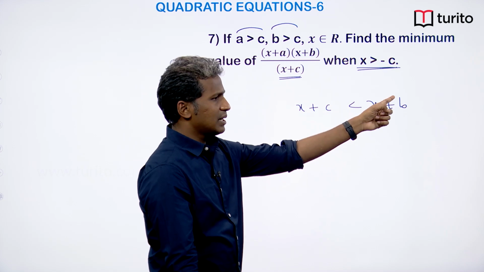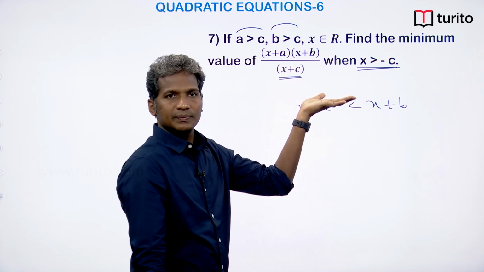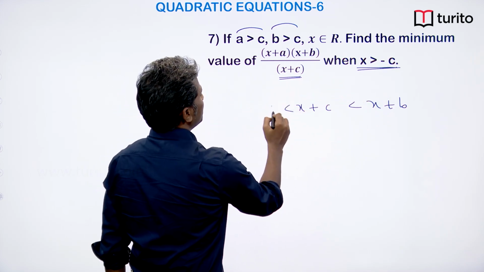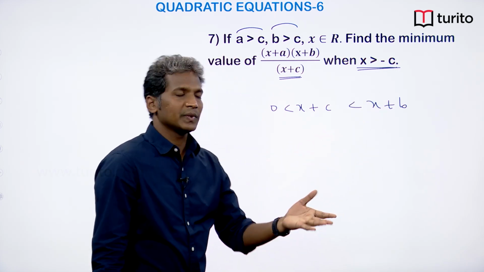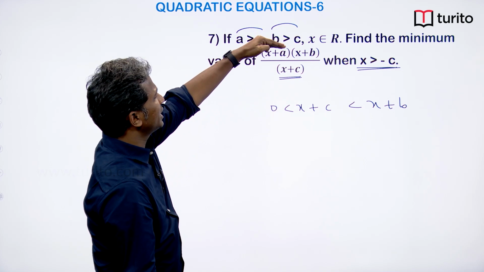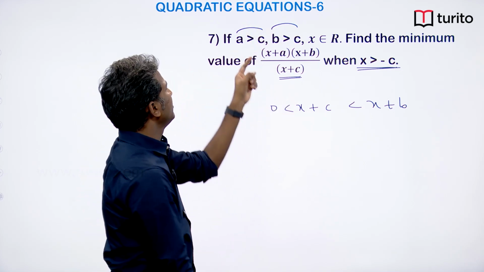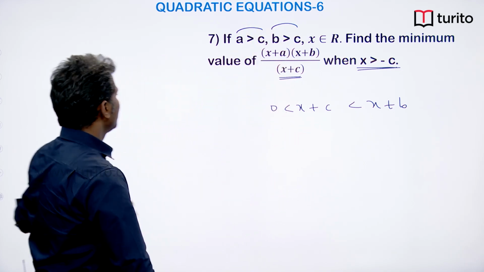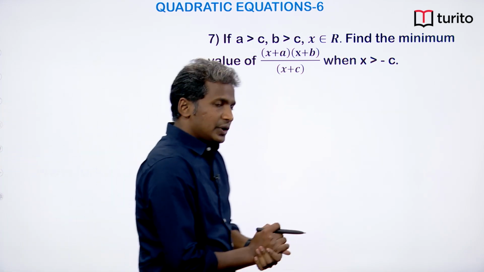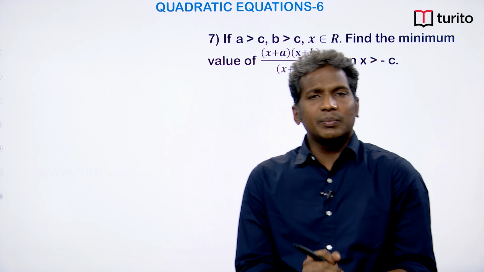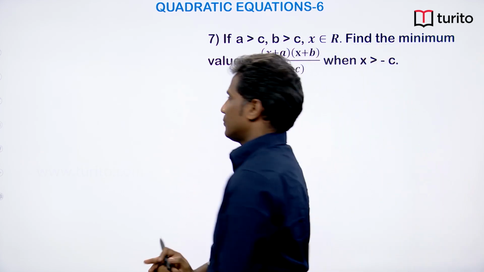Because c is less than b, I just added x. Now, x plus c is already a positive term, so x plus b is also a positive term. Similar analysis can be applied for x plus a also, which will make all three factors positive. So here all numbers involved are positive. Now, to apply the AM-GM inequality, let me convert this into a better, smoother form.